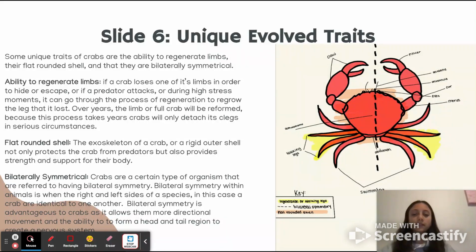Flat-rounded shell, or the exoskeleton of a crab, a rigid outer shell, not only protects the crab from predators, but also provides strength and support for the body. This is highlighted in the diagram that I drew in orange highlighter.